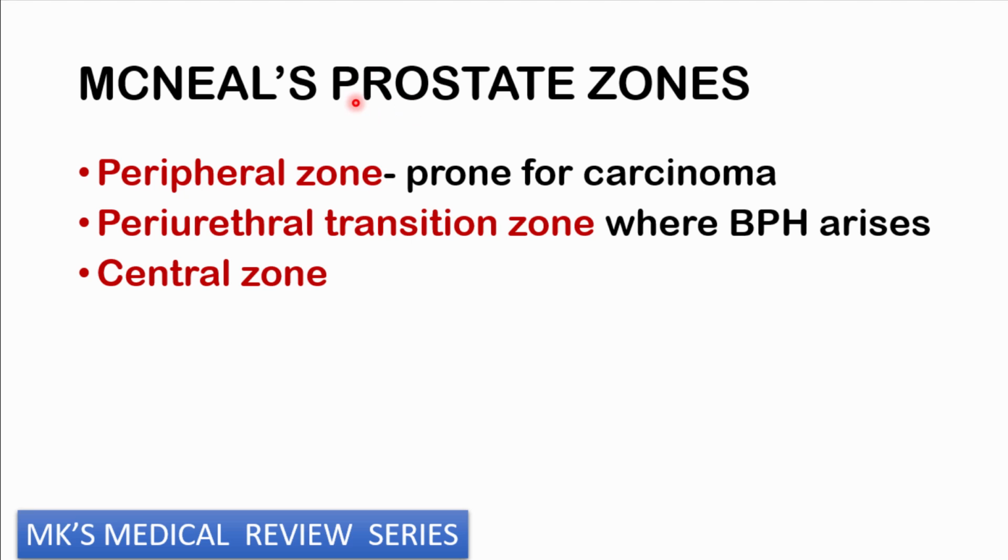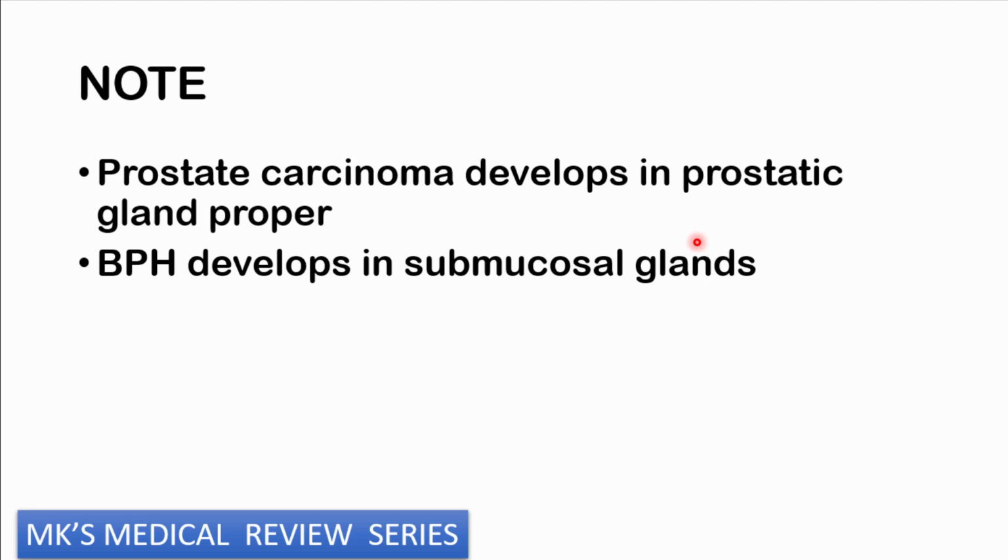Then McNeal's prostatic zones: you have a central zone which is right in the center, and you have peripheral zones or lateral zones. Usually the CA prostate or prostatic carcinoma is going to be arising from the peripheral zones, whilst the zone in between is known as the transitional zone or the periurethral zone. That's where benign prostatic enlargement or benign prostatic hypertrophy usually arises from. And what you need to note is that prostatic carcinoma is going to be developing from the prostatic glands proper, whilst BPH is going to be developing from the submucosal glands.